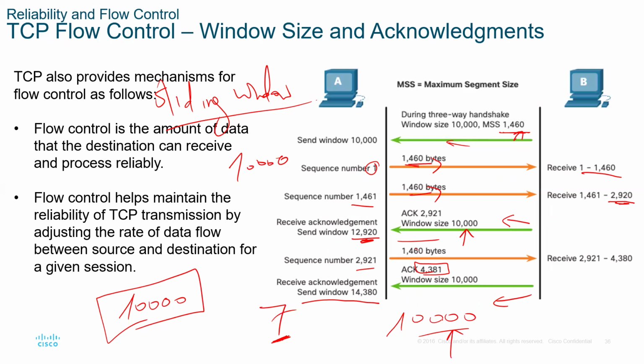Window size gives us an idea of how much information we can send. So if you send 10,000 and the window size stays at 10,000, it means you can no longer send more information. So as you send information, the window increases by the amount of information you have sent. At this point, it means we have sent 4,380. Our window will have slid from 10,000 to 14,380.